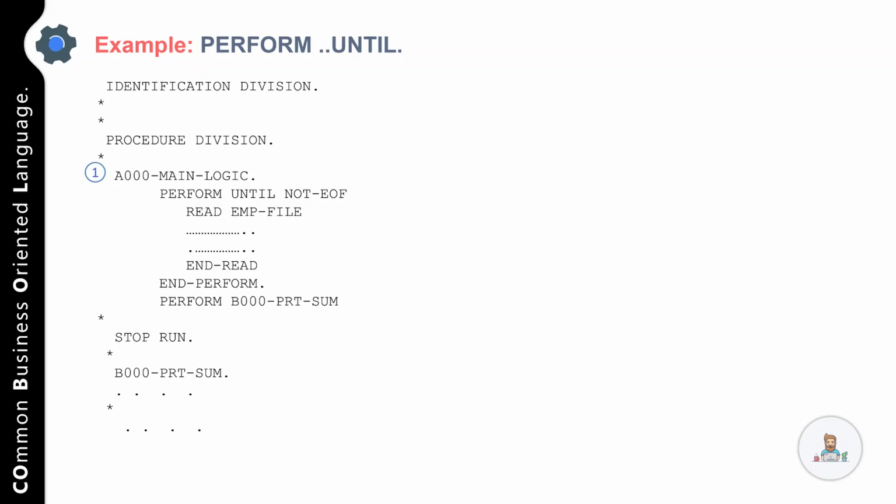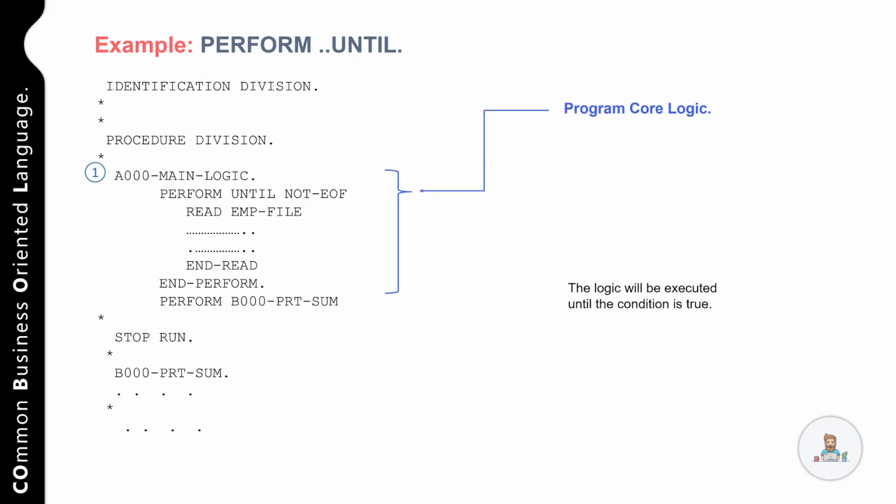Now let's talk about our last example, that is perform with until statement. In this case, you have a procedure division where I've specified the paragraph A000-main-logic. So this is basically a core logic. And in that particular paragraph, I've used a statement that is perform until not end of the file. So not end of the file is actually a variable which is defined at level 88. And in between this perform until statement, I've specified the read statement. So this particular statement is actually reading your file until the condition is satisfied, right?